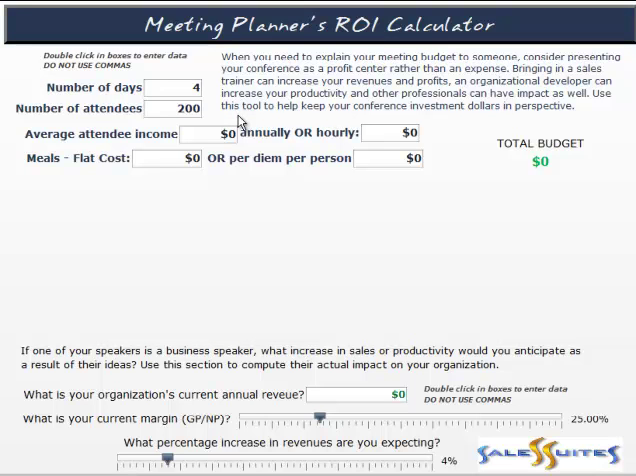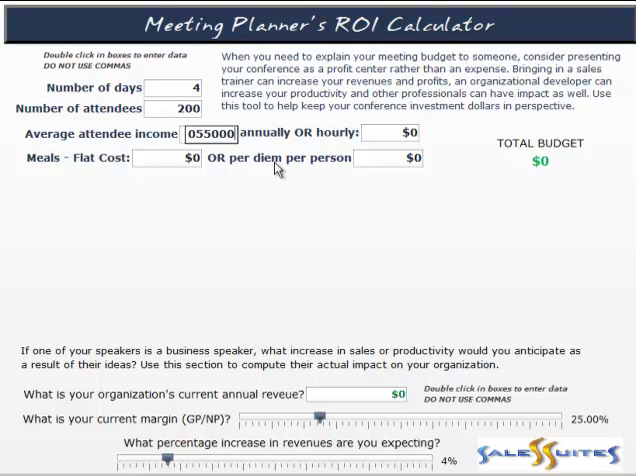One of the things meeting planners may not be considering is how much labor cost is embedded in a conference. So they have two options here. They can enter salary or they can enter hourly wages. And since most conferences involve executives and non-exempt employees, let's say it's a sales conference and the average salesperson is making $55,000 a year. You'll notice we did not use commas.